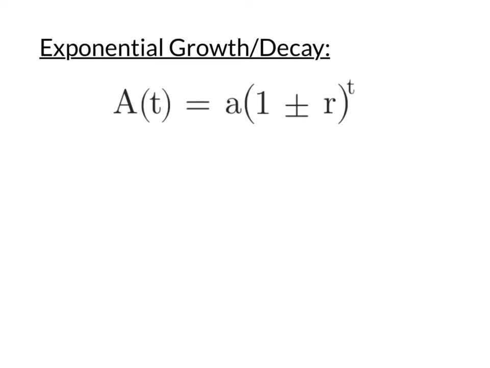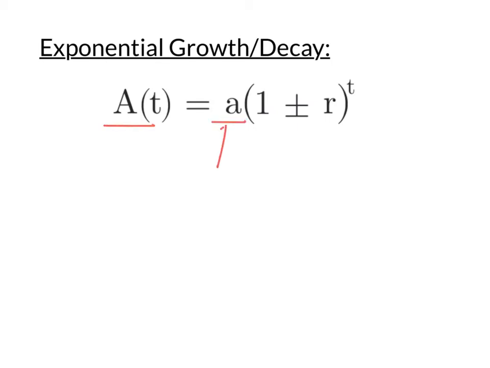There's a special kind of exponential equation that tends to deal with populations or money called exponential growth and decay. The exponential growth and decay model is the function A of t is equal to a times 1 plus or minus r to the t power. In this model, both of the a's are an amount.